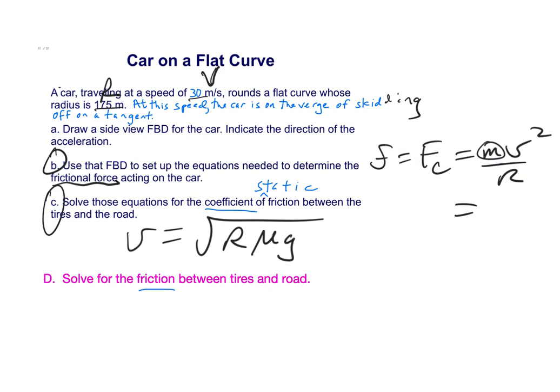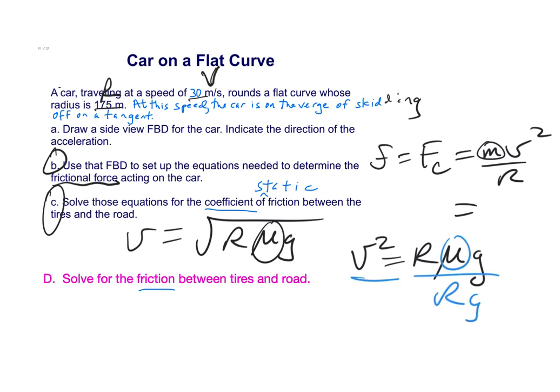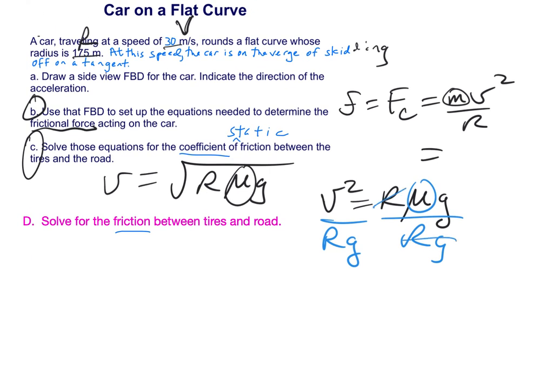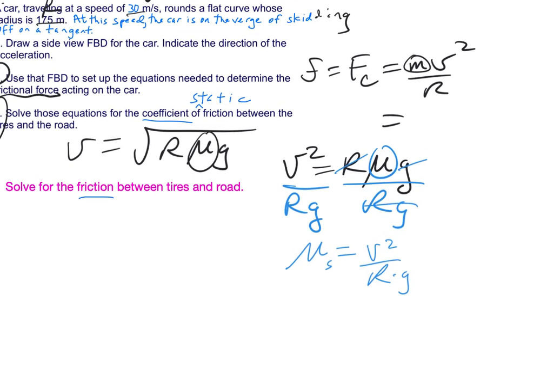Okay, so what are we solving for? We're solving for the coefficient of friction, so let's get rid of R and G, but first get rid of the radical. So V squared is equal to R mu G. Let's get rid of the R and G so we get mu on one side. So mu, the coefficient of static friction, is equal to V squared over R times acceleration due to gravity.